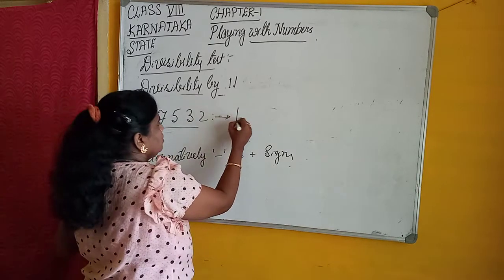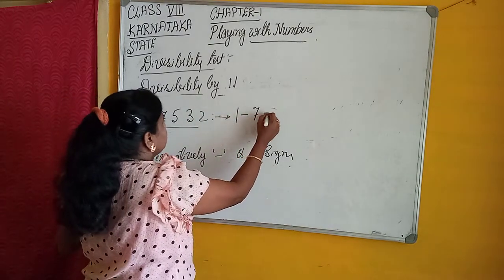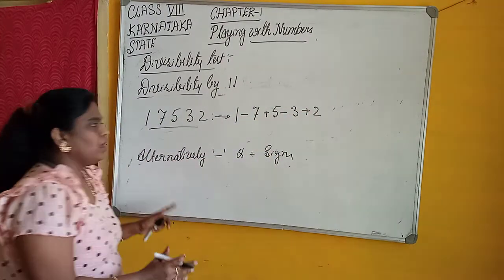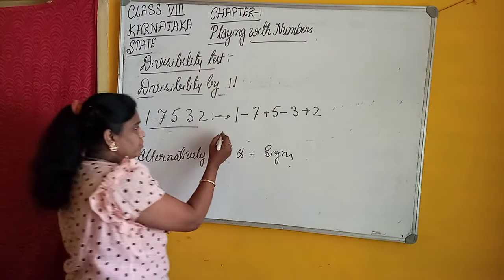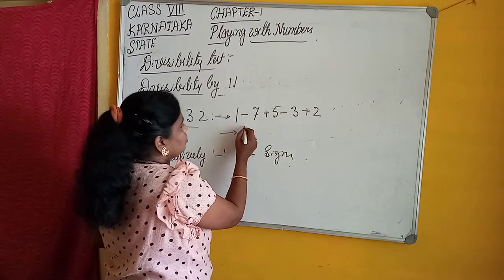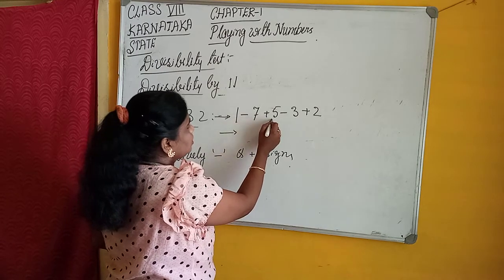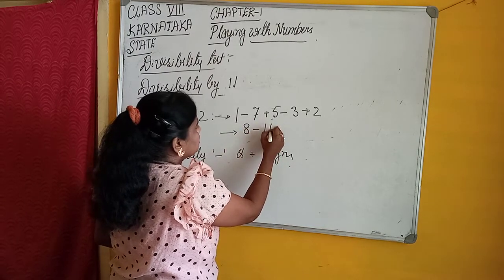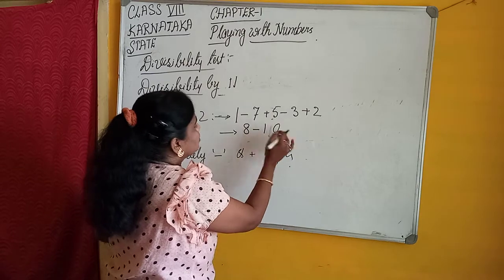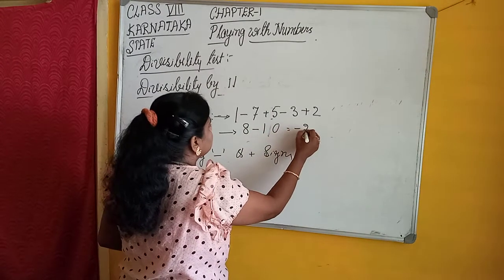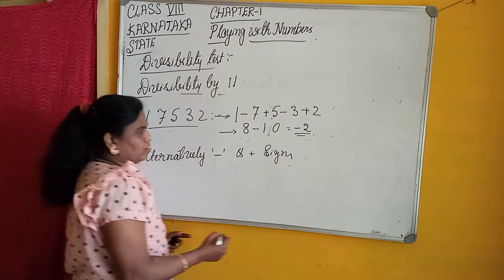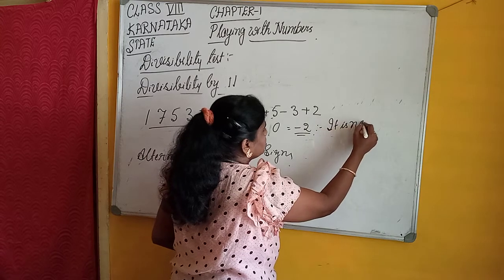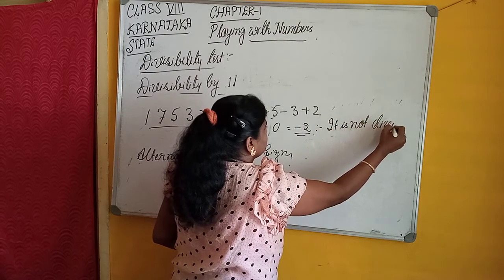We are doing the first one: 1 minus 7 plus 5 minus 3 plus 2. We are putting signs like this and we are doing the sum. The sum is how much? 1 plus 5 is 6. 6 plus 2 is 8. Minus 7 minus 3 is minus 10. 8 minus 10 is minus 2. Is it divisible by 11 or not? No, it is not divisible by 11.